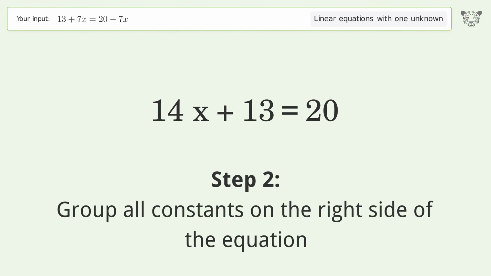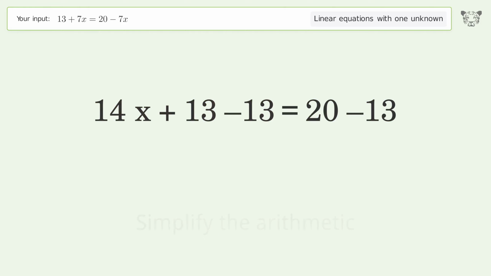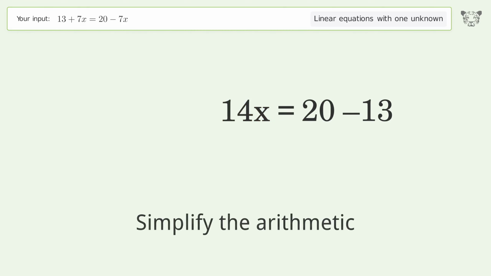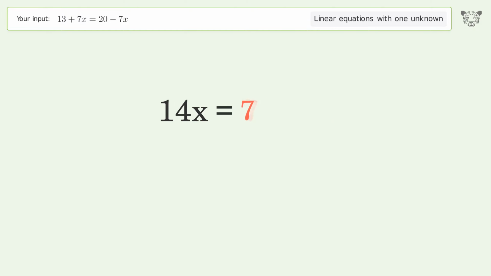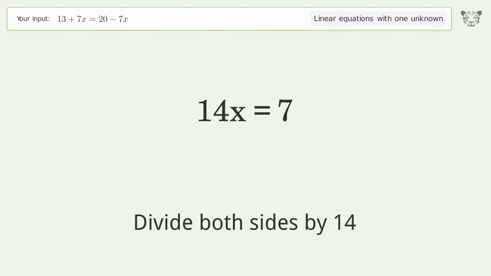Group all constants on the right side of the equation. Subtract 13 from both sides. Simplify the arithmetic. Isolate the x. Divide both sides by 14.